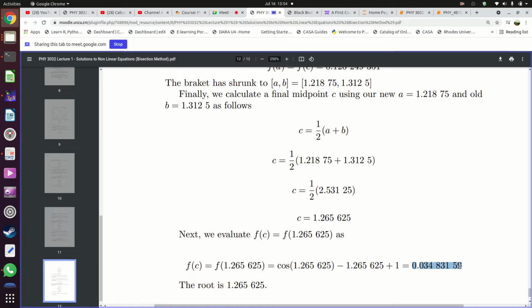Are we clear? Yes, sir. Bisection and these numerical methods approximate a root. So in this case, we take our root to be 1.265652. So this is going to be our root.